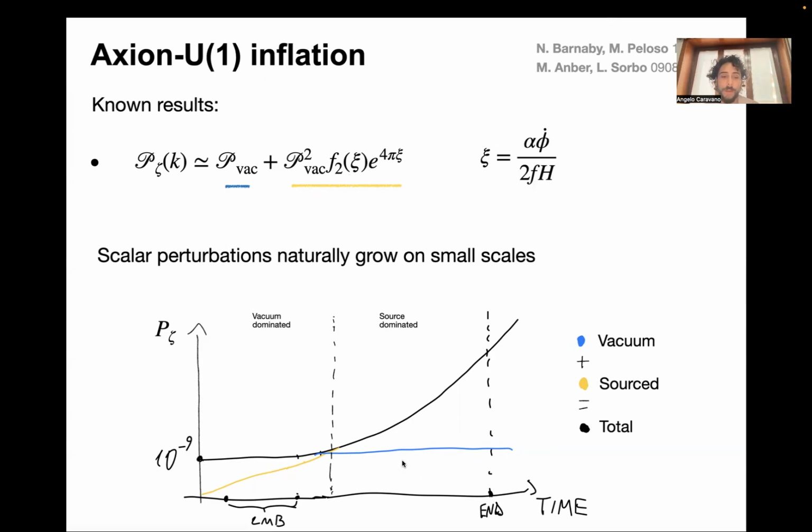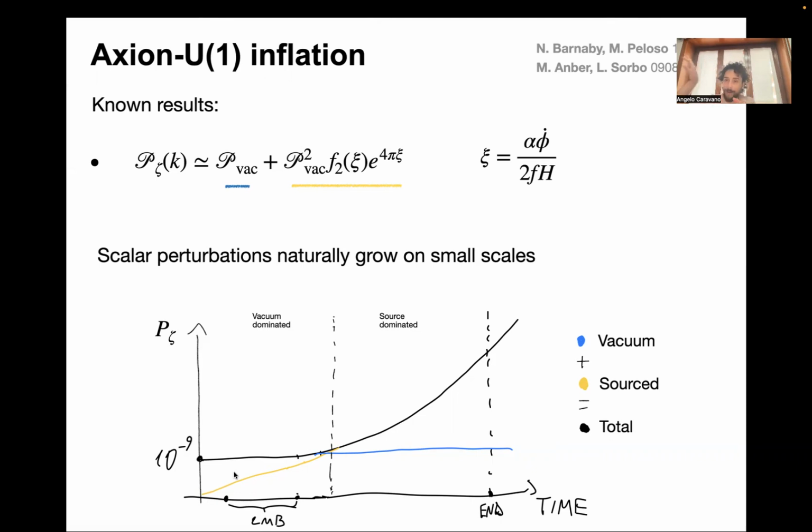So in inflation, you typically have the following situation. We will have an early phase, relevant for example for CMB experiments, where we are in a situation of vacuum domination, where your scalar fluctuations are dominated by the vacuum part. And then at some point during inflation, inevitably, because phi dot has to fall down the potential, the source part is going to win, and we end up in a case of source domination.